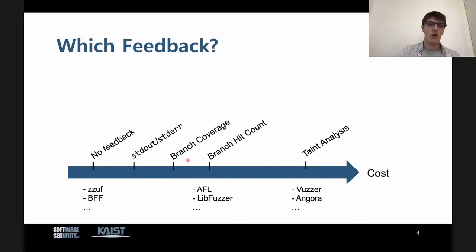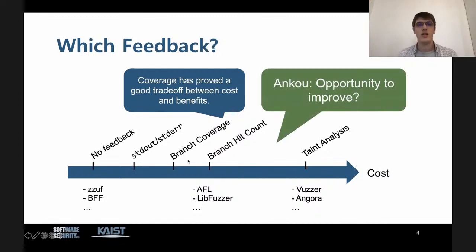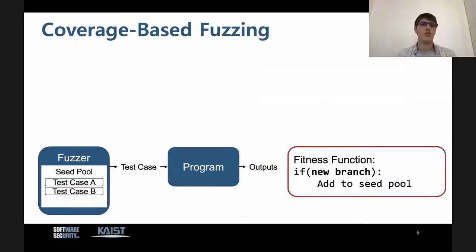And in the middle, we have what has been found to be a good trade-off between cost and the benefits it brings: branch coverage, and its recent improvement, branch hit count, used by AFL and LibFuzzer. We think there is a space to improve branch coverage by having a feedback which can lead to better seed selection and thus better test case generation. Let's see how coverage-based fuzzing is working and how we can improve on it.